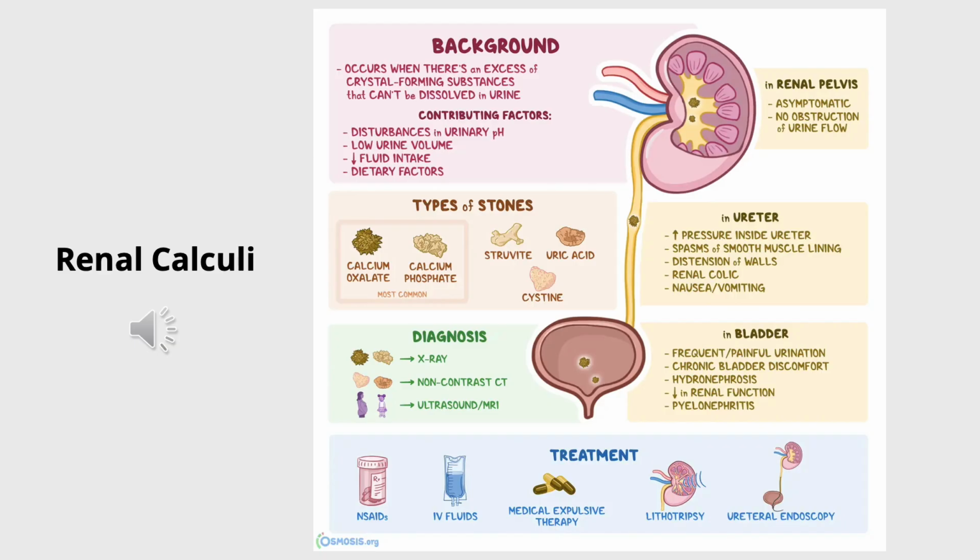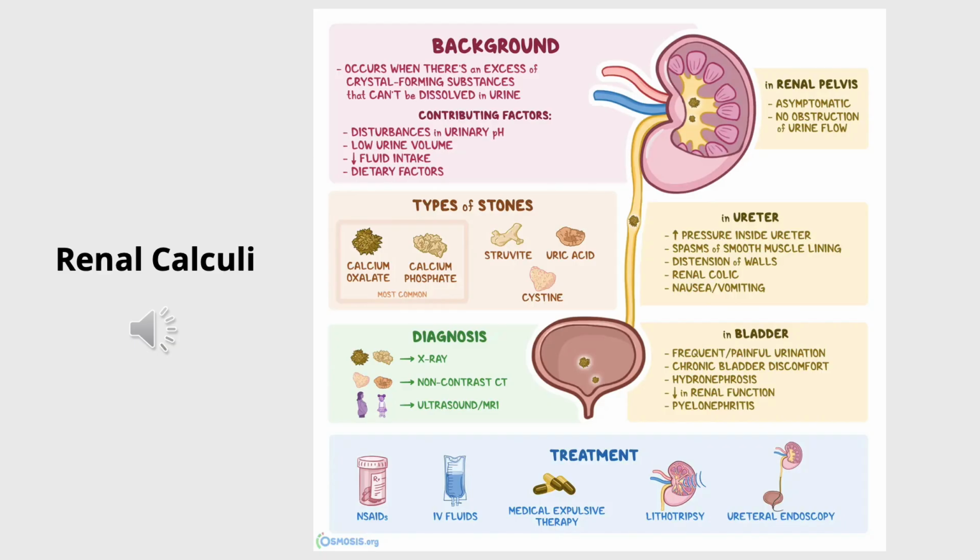The location of stones in the urinary tract determines the symptoms. So stones that are in the renal pelvis are often asymptomatic and they don't obstruct urine flow, but stones that are in the ureters can lead to increased pressure, smooth muscle spasms, wall distension, and severe pain known as renal colic. Nausea and vomiting are also very common. Stones that move into the bladder can cause frequent and painful urination, chronic discomfort, or complications such as hydronephrosis, reduced kidney function, or even pyelonephritis.